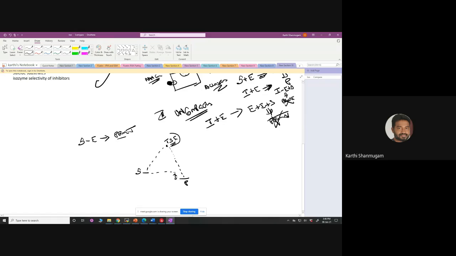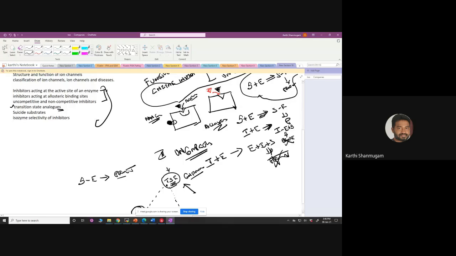So at this point, the substrate molecule will have some conformation. Very important to understand. The substrate molecule will be in some conformation in this transition state, and that conformation is called the transition state conformation. If you design any drug molecule that mimics the conformation of the transition state of the substrate, then that is called a transition state analog.